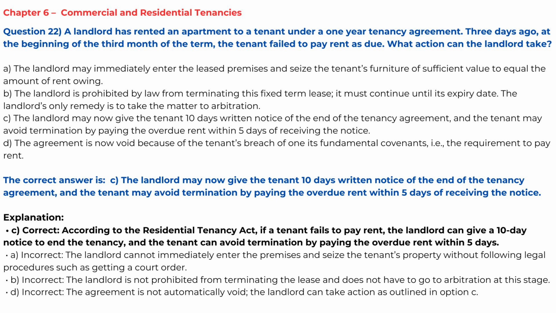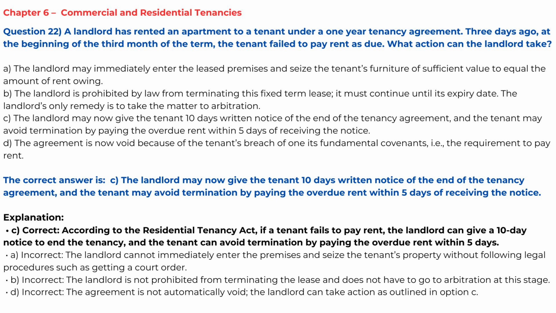Question 22. A landlord has rented an apartment to a tenant under a 1-year tenancy agreement. 3 days ago, at the beginning of the 3rd month of the term, the tenant failed to pay rent as due. What action can the landlord take? The correct answer is C. The landlord may now give the tenant 10 days written notice of the end of the tenancy agreement, and the tenant may avoid termination by paying the overdue rent within 5 days of receiving the notice.